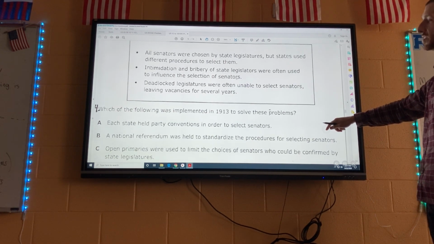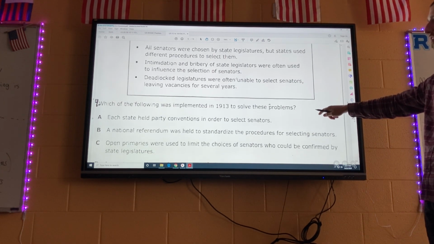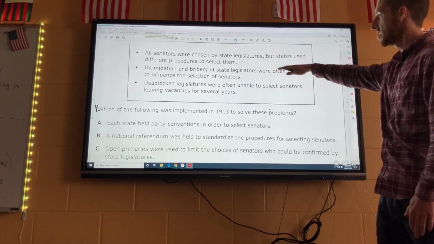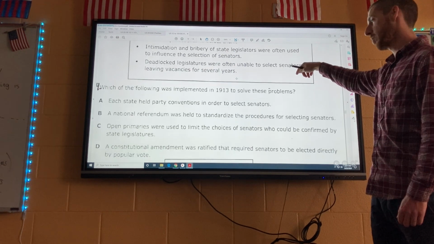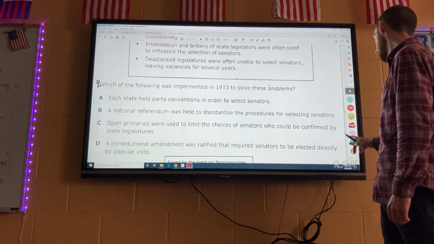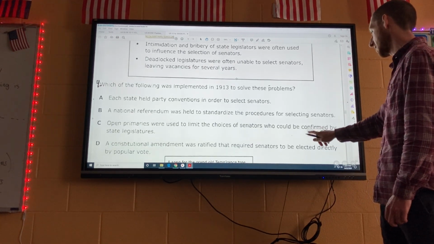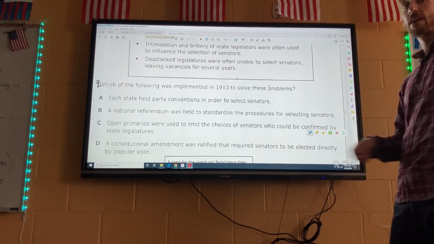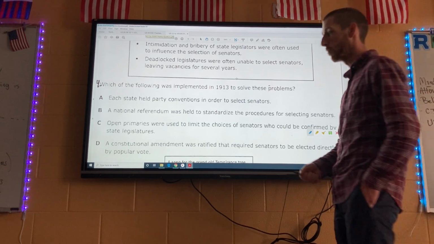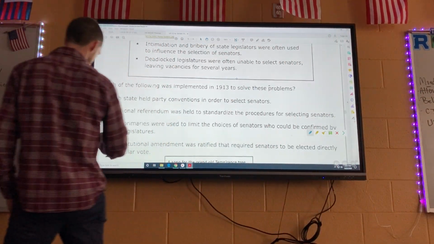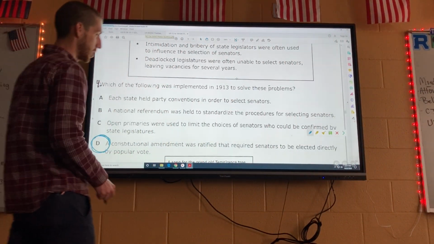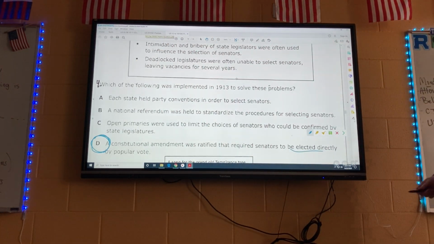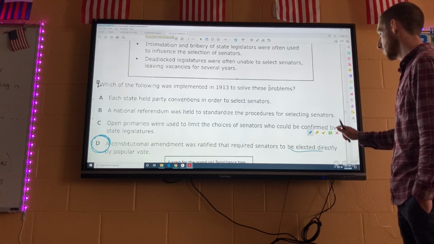All right, which of the following was implemented in 1913 to solve these problems? So all senators were chosen by state legislatures, senators. So if you remember, we went over a certain amendment, the 17th Amendment, that took the right of state legislatures to choose senators. They gave it to the people. They said voters now vote for senators. So it's going to be D. A constitutional amendment was ratified that required senators to be elected by the people. Okay? So 4 is D, rocking and rolling.